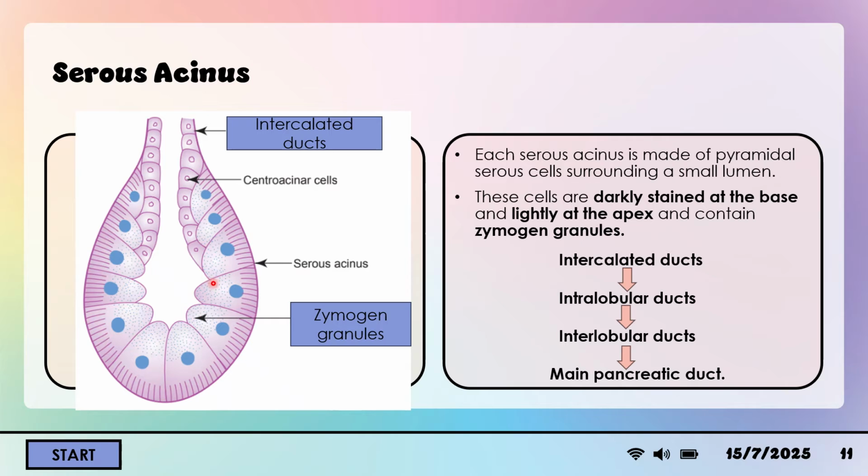They are cuboid. See, these are pyramidal, whereas the centroacinar cells are cuboidal in shape and represent the intraacinar part of the intercalated duct, which instead of arising from the periphery of the acinus has invaginated into the acinus and starts from inside. The intercalated ducts drain into intralobular ducts, which in turn drain into interlobular ducts and are lined by simple to stratified cuboidal epithelium. The interlobular ducts empty into the main pancreatic duct.